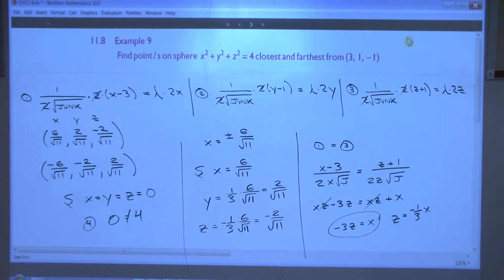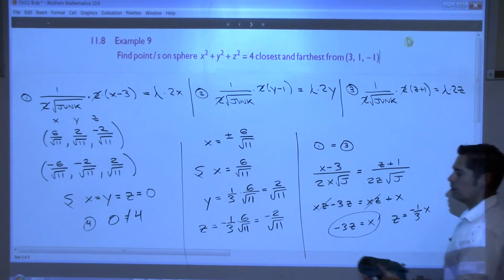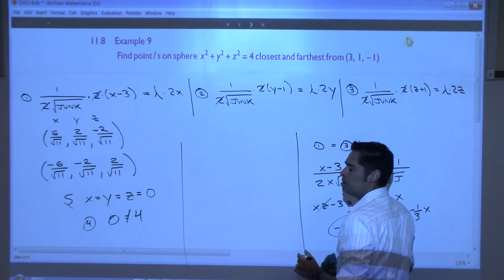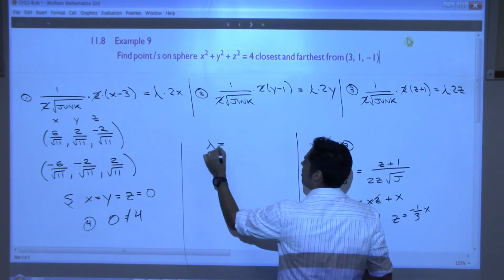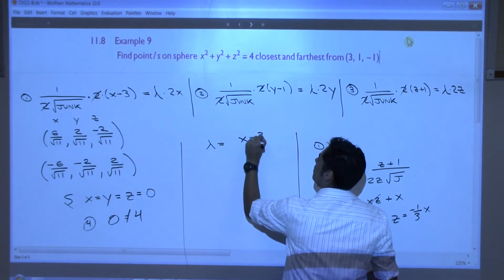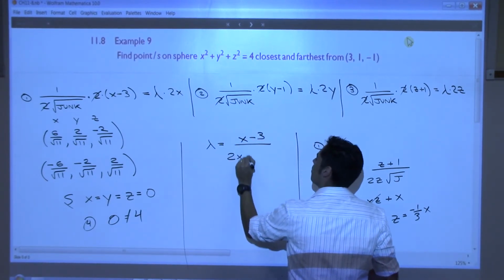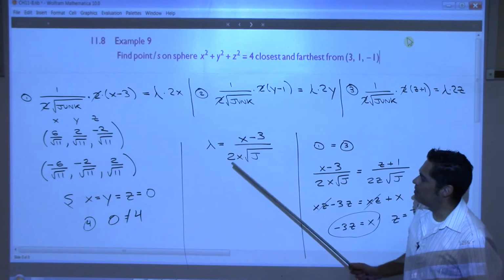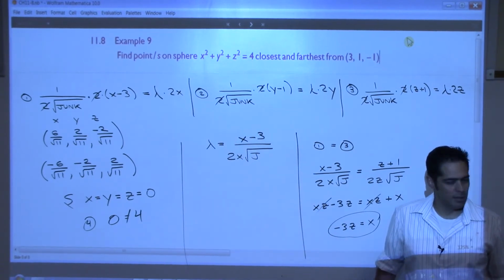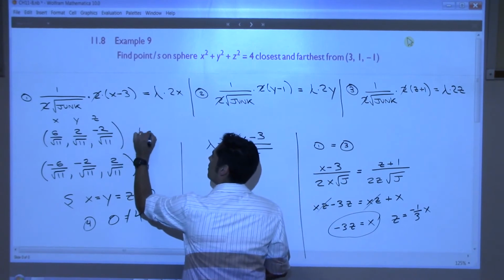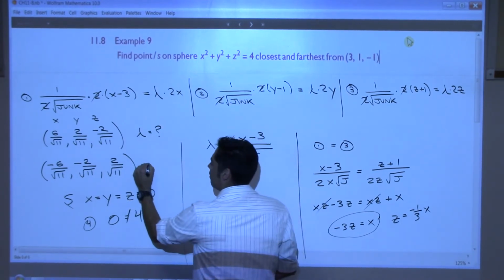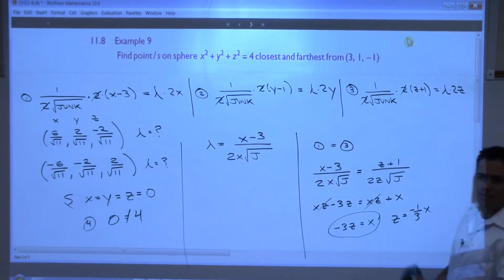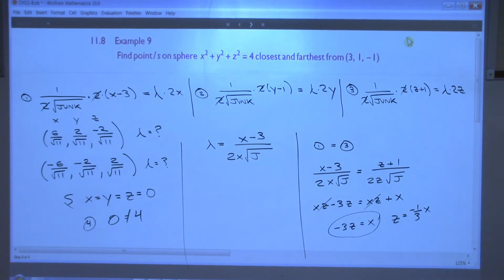I never found lambda, did I? Could you? Didn't we solve for lambda earlier? We solved for it three different times. It was x minus 3 over 2x root junk, right? Well, if you plug in x, y, z into here, you would find lambda. I'm going to pass on that, okay? Lambda here is something, and here, lambda is something. It could be a different lambda for this. I don't care. I care about x, y, z.